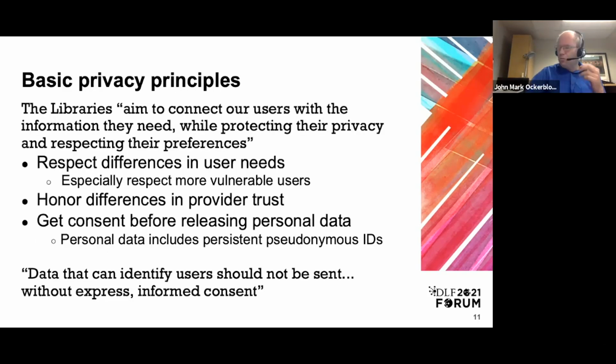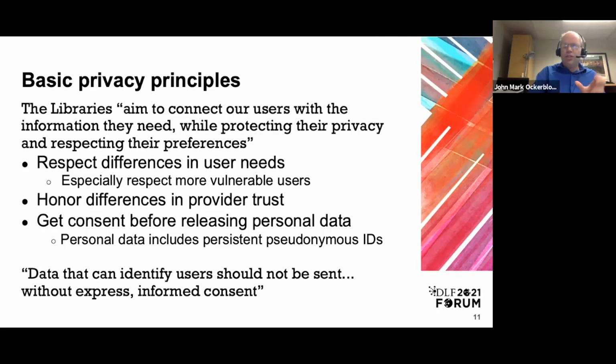We're still working on getting final approval for our privacy principles at Penn, but here are some of the things from our draft. We give the mission that we're aiming to connect our users with the information they need while protecting their privacy and respecting their preferences. And some of the details that go into that mean that we have to respect differences in user needs. In particular, we have to especially respect those users that will be more vulnerable if personal information were disclosed without their consent.